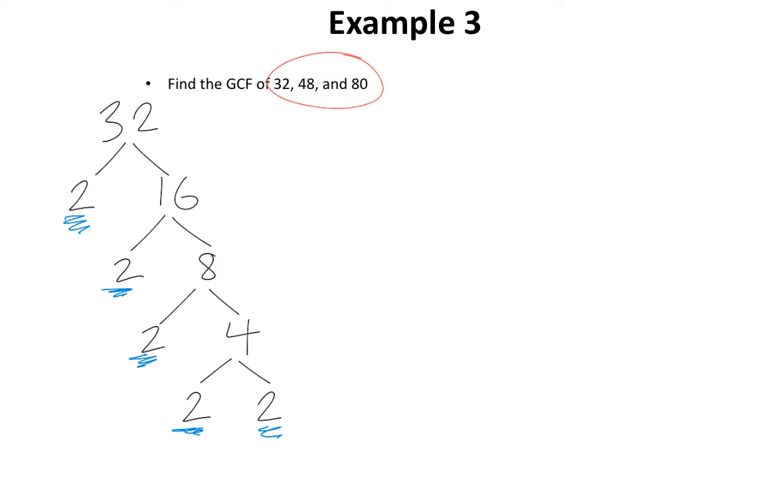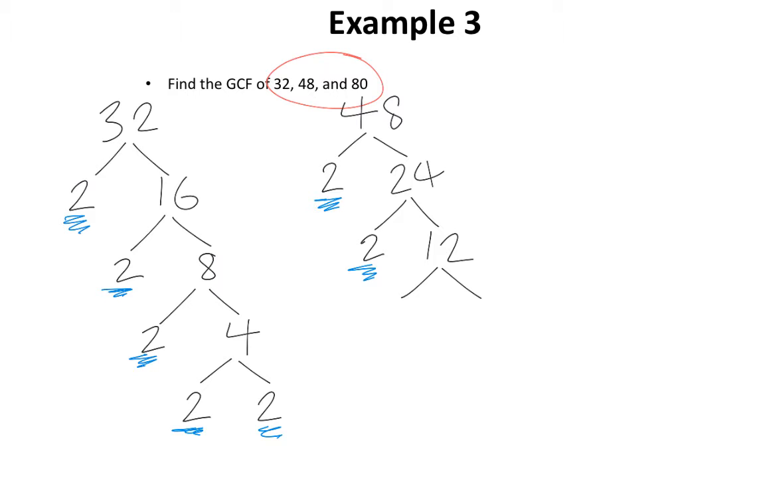We're going to do the exact same process for 48. What are two numbers when multiplied together will give me 48? I'm going to think of 2 and 24. 2 is a prime number, 24 is not a prime number, so let's continue the process. Two numbers when multiplied together will give me 24. I'm going to think of 2 and 12. 2 is a prime number, 12 is not, so let's continue the process.